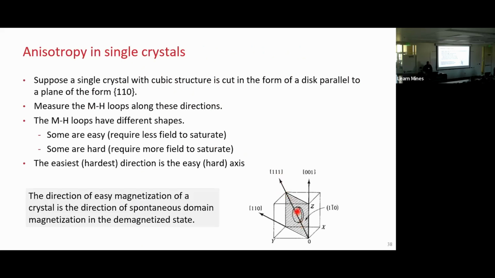So now assume you have a single crystal, and then you cut a circular disc along this 110 direction. So this shaded area is 110, right? One bar one zero is actually this direction. Now within this disk, you have three directions. You can measure 111, 001, and 110. So you measure the MH curve along these three directions and see how things go.